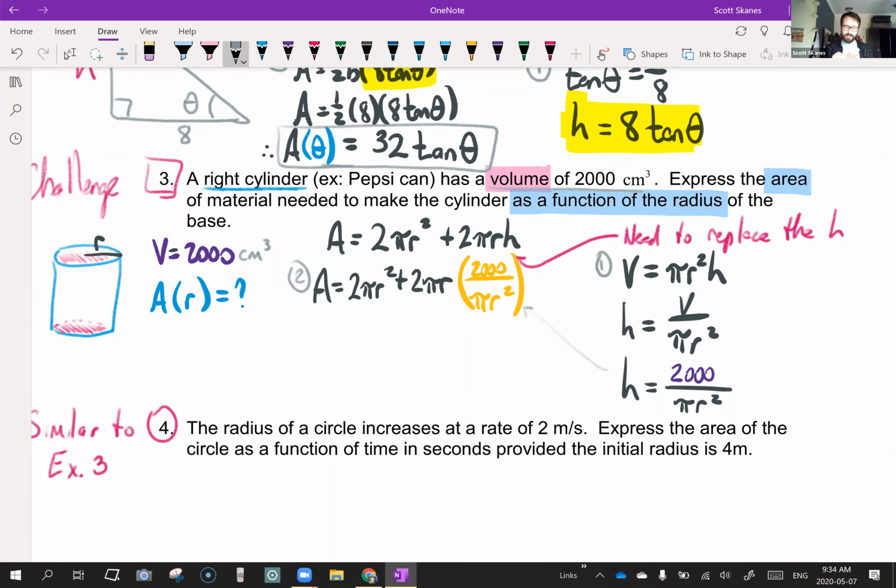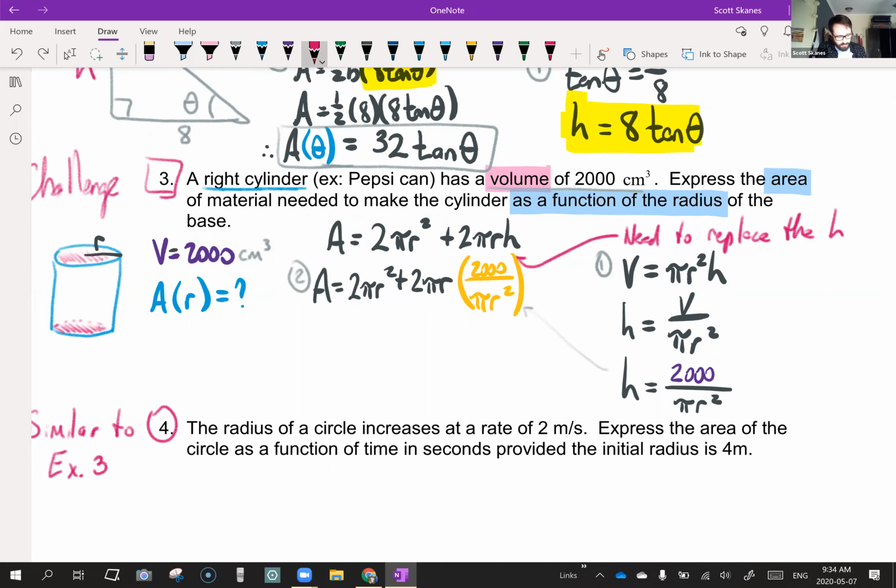Now, look at that new formula. It's a little tricky, it's a bit big, it's ugly. We can simplify things, but notice we have r, r, r. We have area as a function of r right now. There are no more h's left. So we've done what we want to do. Now it's just a matter of simplifying.